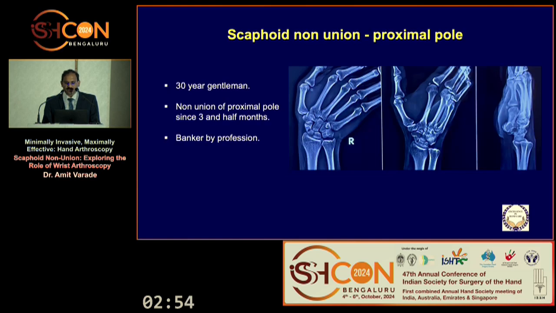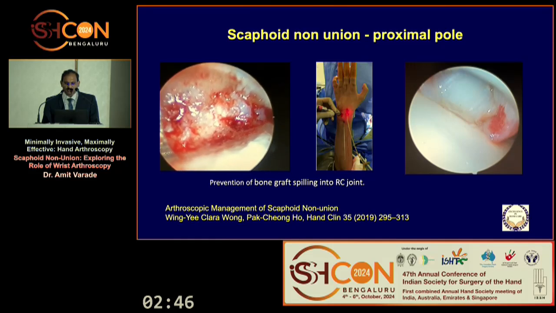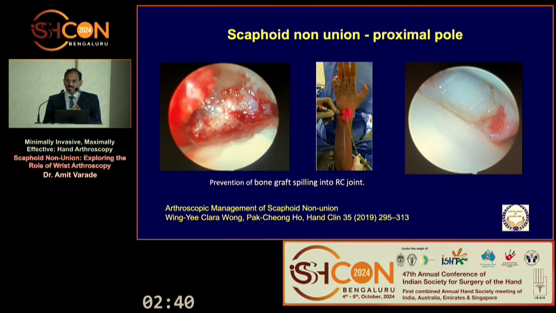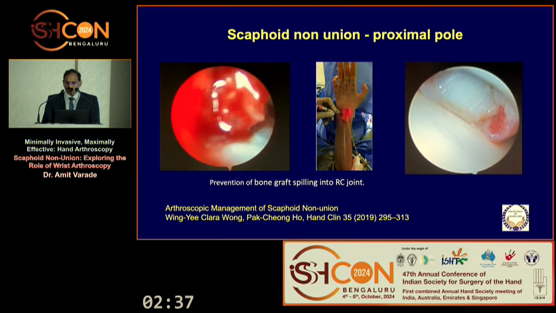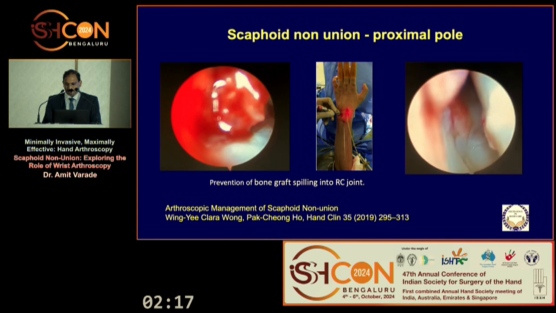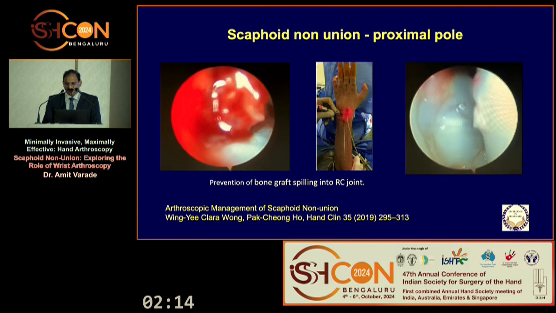Another patient, this 30-year-old gentleman, presented with proximal pole non-union since 3.5 months. So we did again arthroscopic bone grafting. Here the important thing is, a lot of times whenever we do bone grafting, the graft just goes into the radioscaphoid joint. To prevent this, we use urine catheter number 6, inflate the balloon and then do bone grafting. After removing the catheter, we do arthroscopy of the radiocarpal joint again and see whether there are any remnants of the cancellous bone graft or not. If there are any, we can remove it.